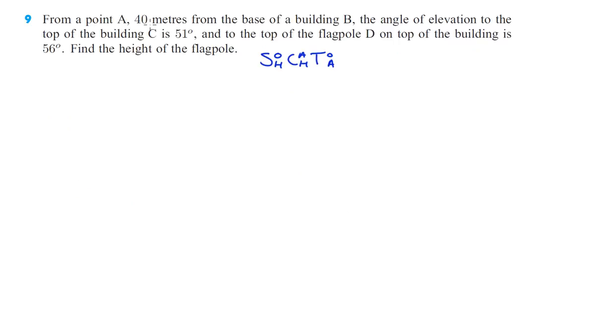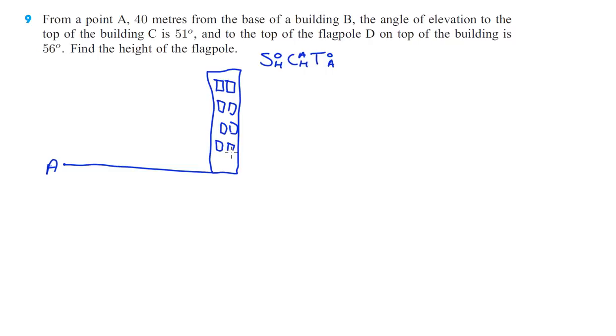From a point A, 40 meters from the base of a building B. So let's say there's A. And here's our building that was not very well built because it's got some big wiggles in it. Anyway, you get the idea. Here's our building, doorknob. 40 meters from the base of the building, so here's 40 meters. The angle of elevation to the top of the building is 51 degrees. So angle of elevation, that's from horizontal up, 51 degrees.